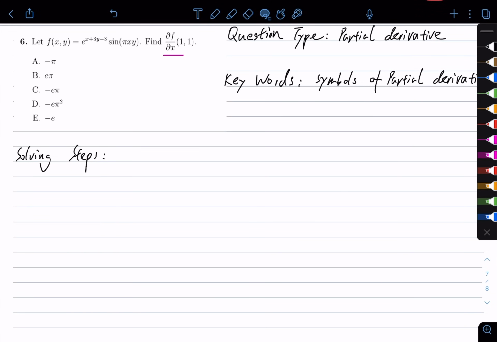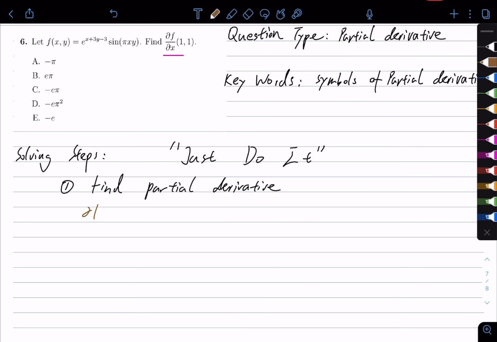I think everybody understands how to do partial derivatives, so the solving step is really just do it. This is a pretty famous slogan, so I'm not going to mention it for copyright issues. But in case people are confused, let's break it down as well. The first step is to find the partial derivatives. In this case, we want to find partial f, partial x.